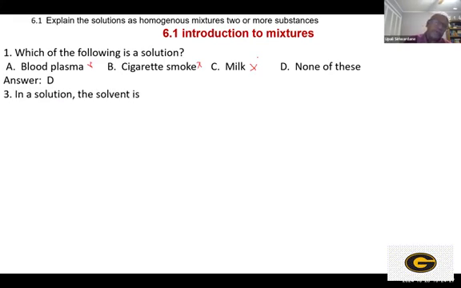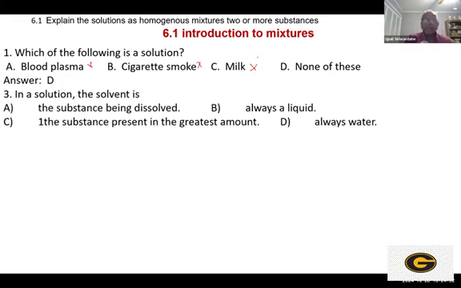In a solution, the solvent is the substance present in large concentration. The greatest amount is the solvent. It is not always water. The solvent could be different solid, liquid, gases, depending on the homogeneous mixture. The substance being dissolved is the solute. Always water? That's not true. The only correct answer is C.